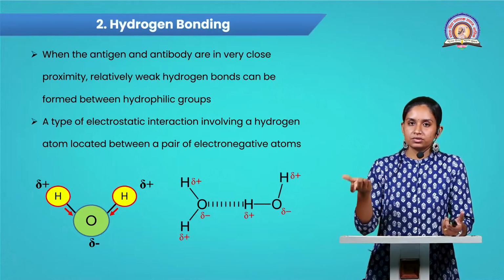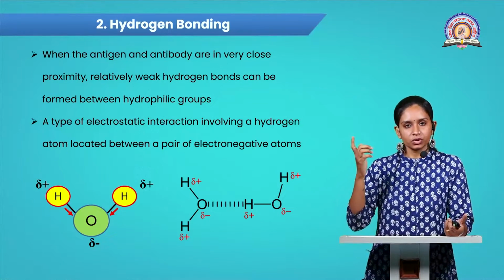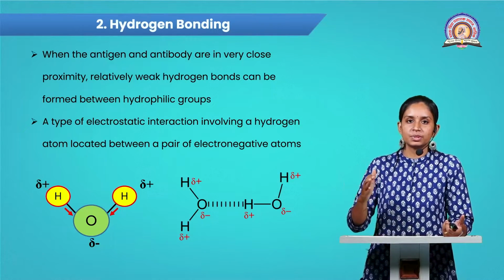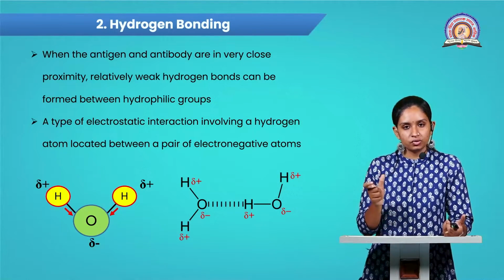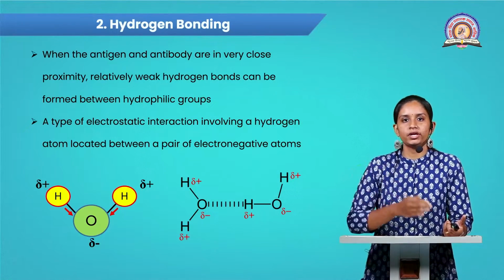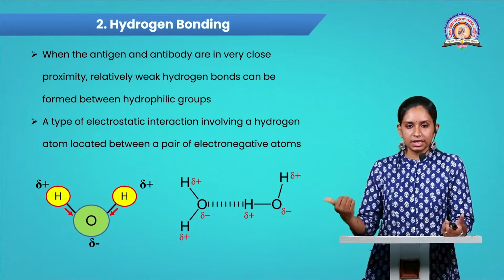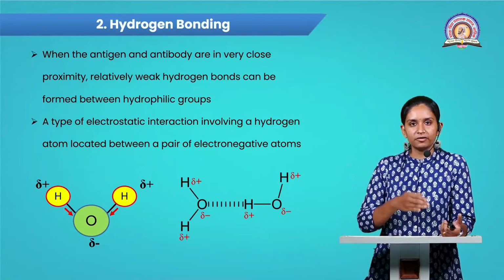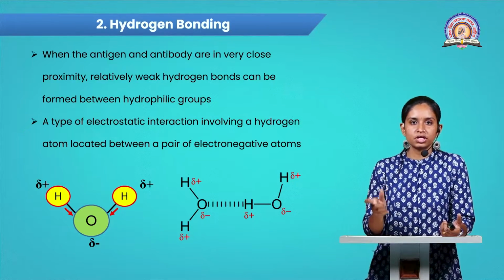Now due to these partial positive and negative charges, the hydrogen atom of the first water molecule will get attracted to the oxygen atom which is present in the second water molecule. This type of bond, where hydrogen is located between two electronegative atoms, is called hydrogen bonding. You can see in the figure there are two water molecules in which hydrogen is located between the two oxygen atoms which are carrying the negative charges, and hydrogen is positively charged.